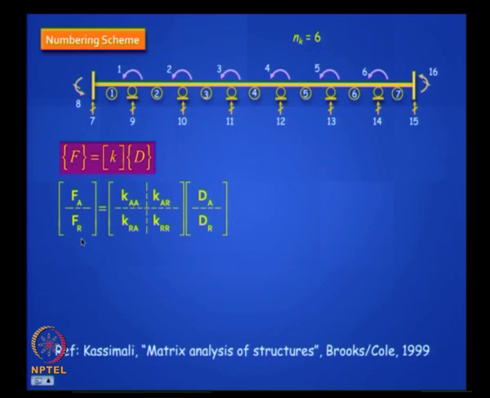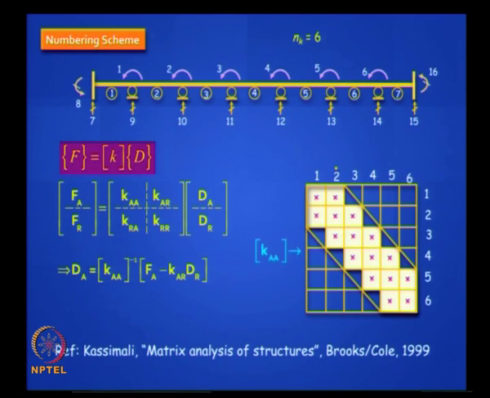Does this make sense to you? If I have F as FA and FR and D as DA and DR, I can write K as KAA, KAR, KRA, KRR, which means FA is KAA into DA plus KAR into DR, right? Now if DR is 0, then the equation is simply FA equal to KAA into DA, which is the most common way of dealing with the stiffness matrix. Is it clear? So let us look at KAA, and you can find DA from that.